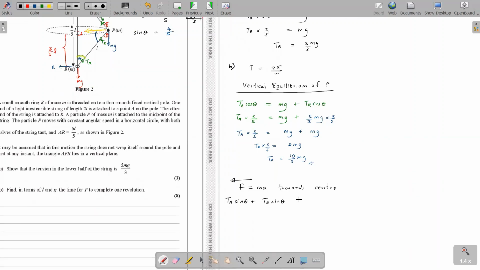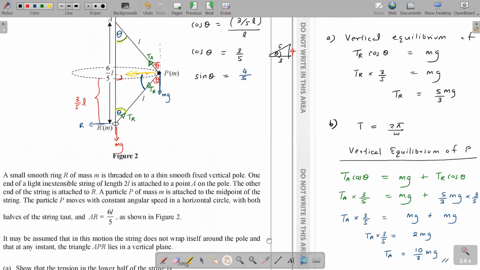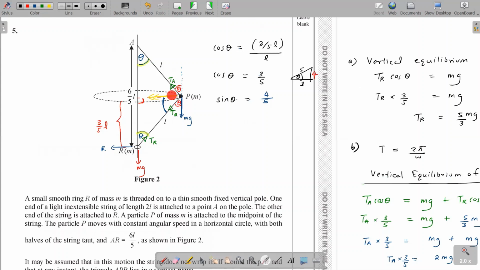Mass is M. Acceleration, what do we use for centripetal acceleration? We have V square over R and R omega square. Since I'm trying to find omega, we will go with R omega square, where R represents the radius of your circular motion. Okay, so TA, TR are both known. Sine theta is also known. The only thing is the radius. What is the radius of this horizontal circular motion? Can you all tell me what the radius of this horizontal circular motion is?